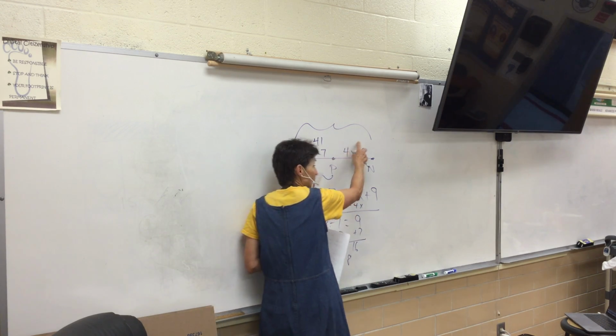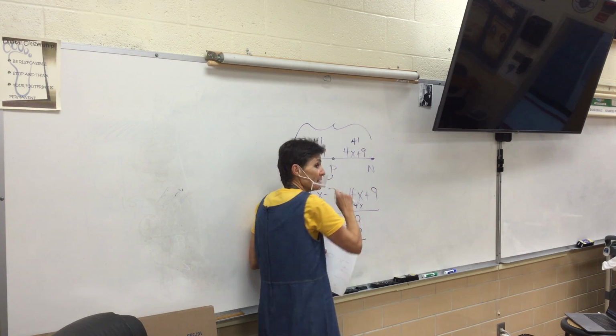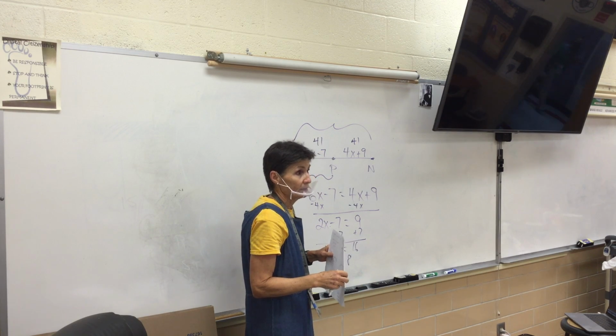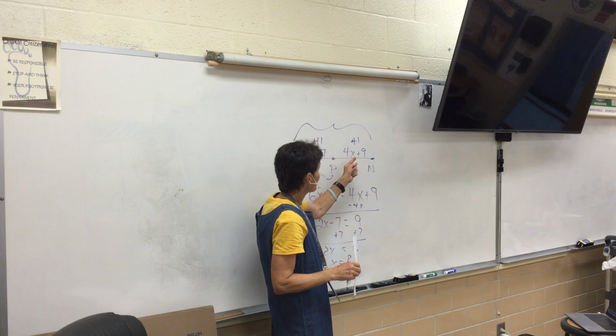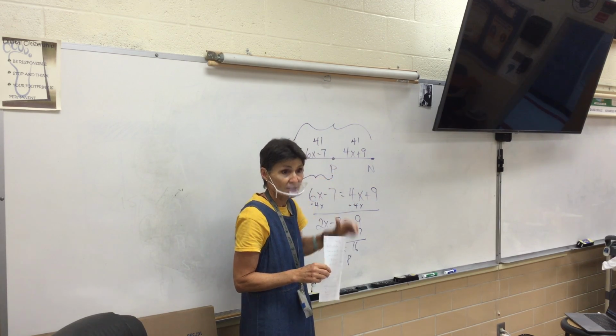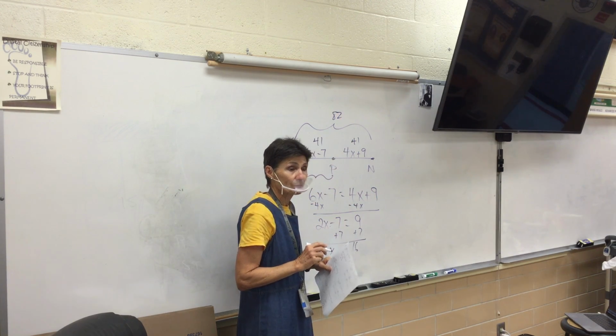What does that mean about this piece, guys? 41. Because what does it mean to be a midpoint? It means they're equal in the middle. So if that's 41 and that's 41, then the whole shebang is 82. Okay, Patrick, does that help?